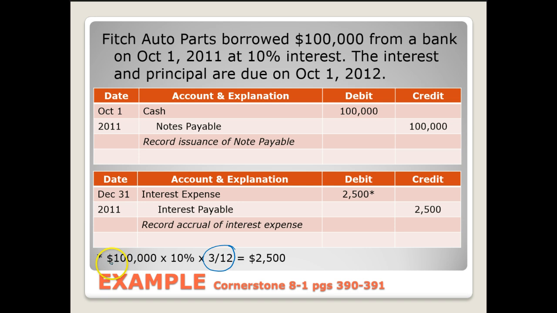So how we would figure that out is $100,000 in principal times the 10% interest rate times however many months are actually in this period, which is 3 months, October, November, December, divided by 12. That comes to $2,500 in interest expense. And remember, when we're accruing something at the end of the year, we've got a liability account that we're going to credit, and that would be $2,500.